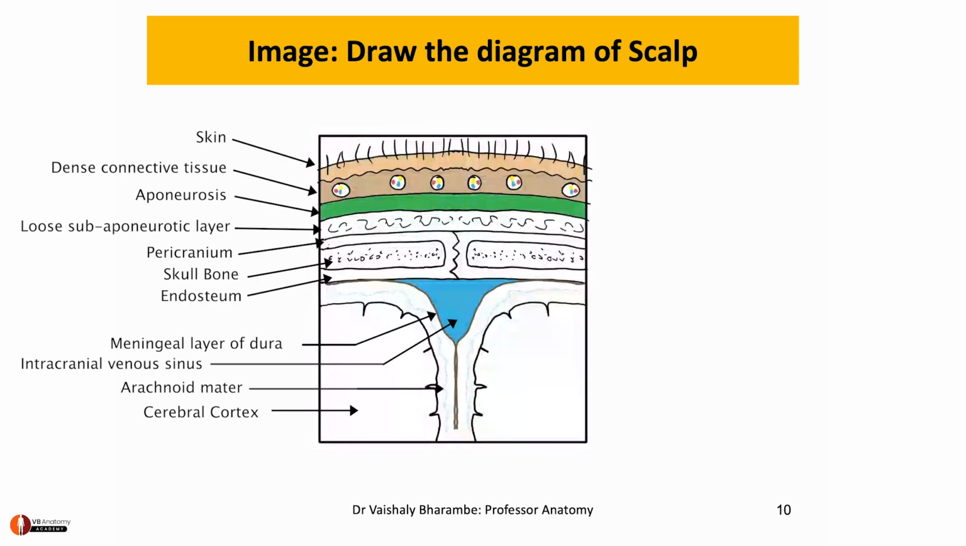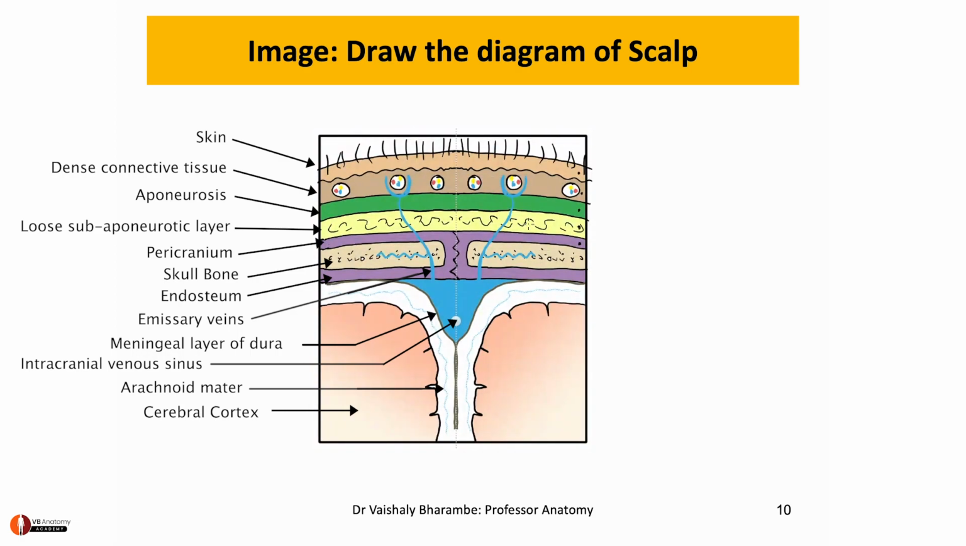Now let's add one more important character to this diagram. Let's add our emissary vein. Emissary vein is a vein that extends throughout the scalp, connecting the superficial layers of scalp to the intracranial venous sinus, also having a connection to the diploic veins.